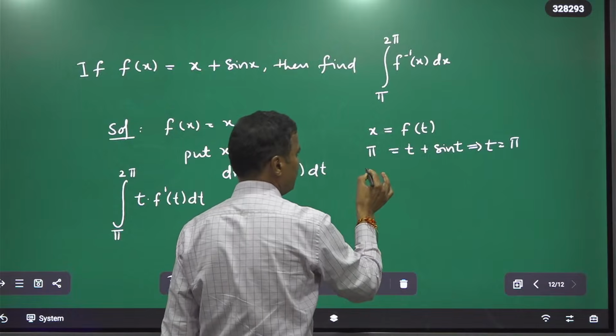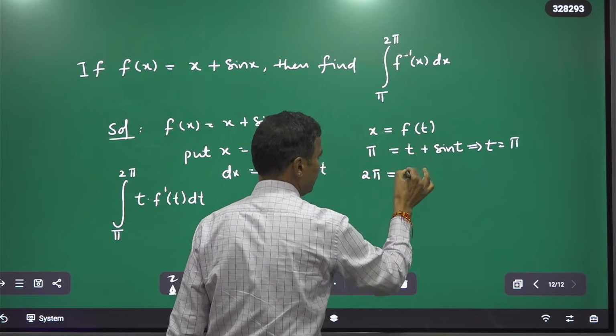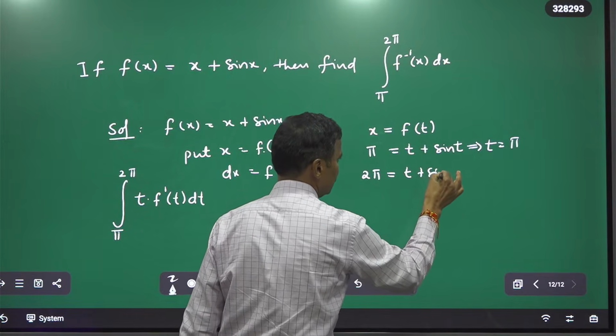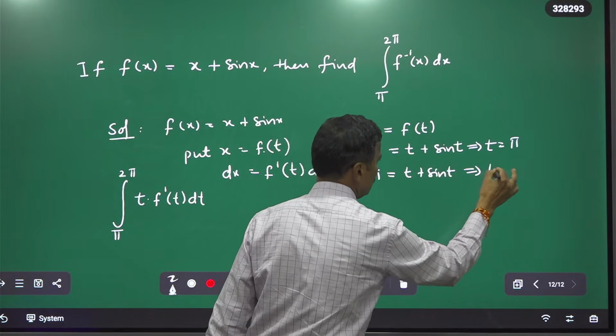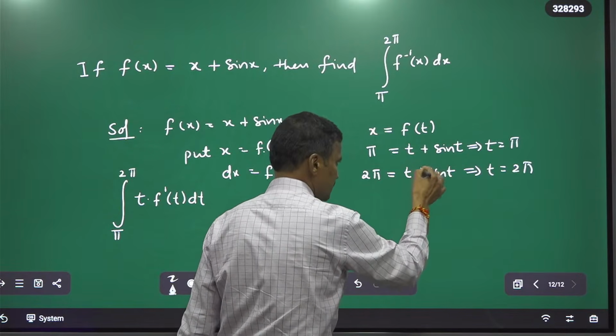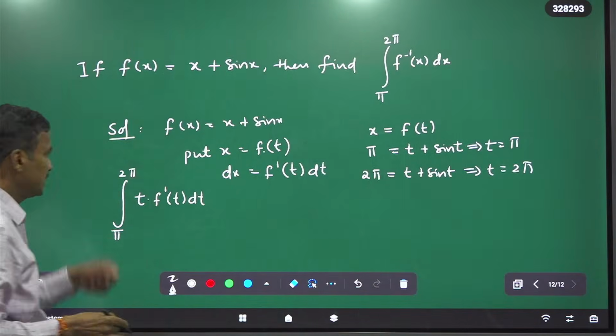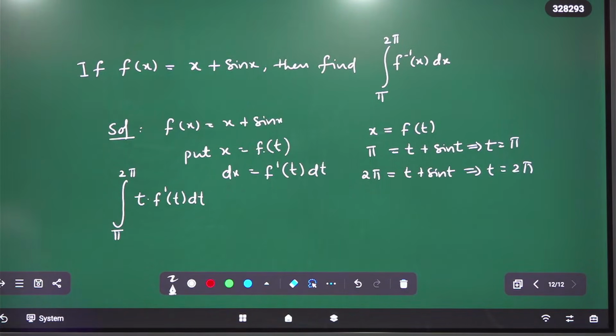Similarly, this is the lower limit of t. To find the upper limit, you have to substitute x is equal to 2 pi. 2 pi is equal to f of t, so you write t plus sin t. This implies that t is equal to 2 pi, which satisfies the equation, since sin of 2 pi is 0. Therefore, these are the limits of t, not x. It will be the same, pi to 2 pi, of t into f dash t dt.